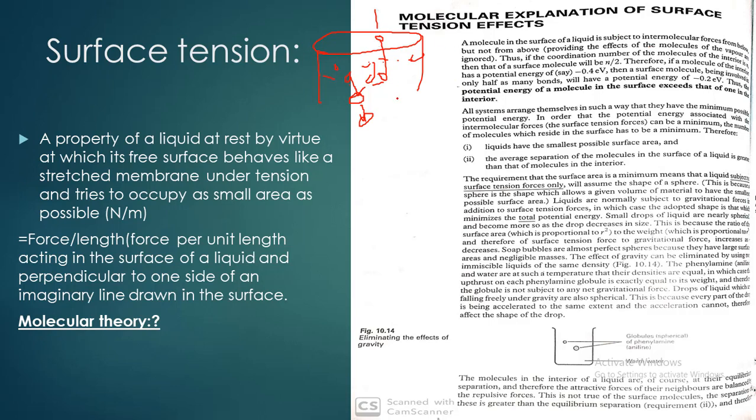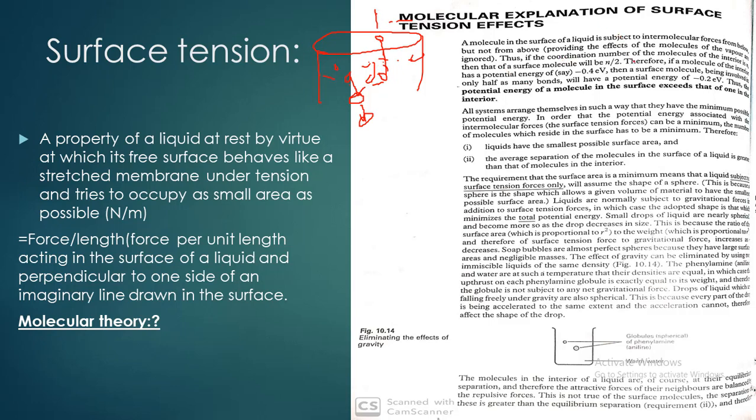intermolecular forces just from below. That means from within, okay, from within the fluid and not from above it, providing effects of the molecules of the vapor are ignored. It means kumbuka kunaweza kukawa na vapor, so ile vapor na yenyewe molecules, so ili kueliminate hiyo tuna eliminate, assume kwamba effects za vapor hapa juu hazipo. So the molecule ambayo iko kwenye surface ndio the highest na the only molecule ambayo iko hapo, so it is facing only intermolecular forces downwards.